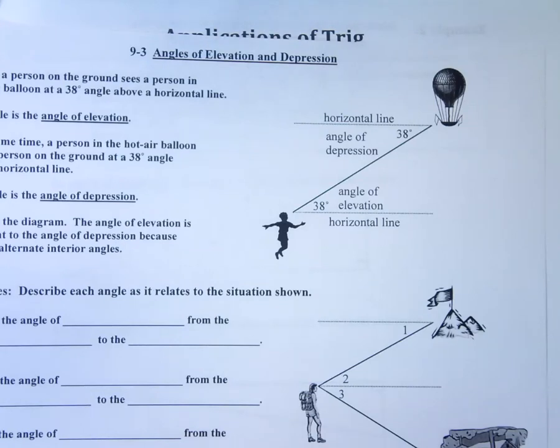Angle of depression is if you look down at something. So if we actually had somebody in the hot air balloon and they were looking straight ahead and then they look down at that person on the ground, that angle that they make is the angle of depression.